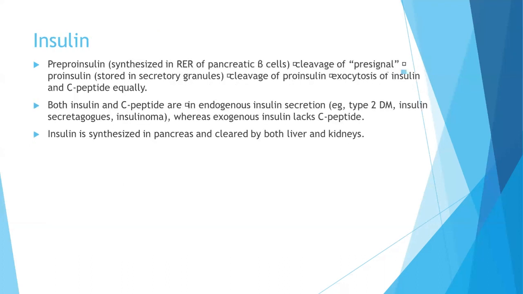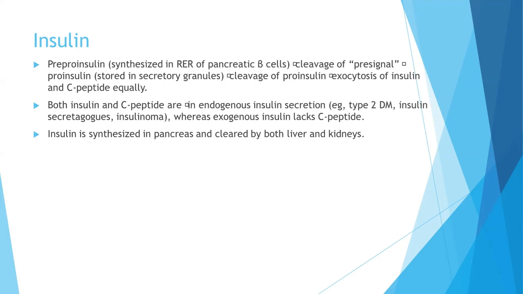Now let's talk about insulin and its regulation. Pre-proinsulin is synthesized in the rough endoplasmic reticulum of pancreatic beta cells. Then there is cleavage of the pre-signal, which leads to the release of proinsulin, which is then stored in the secretory granules. Whenever there is a signal, or the mechanism which we are going to discuss next, there is cleavage of proinsulin and exocytosis of insulin and C-peptide equally.